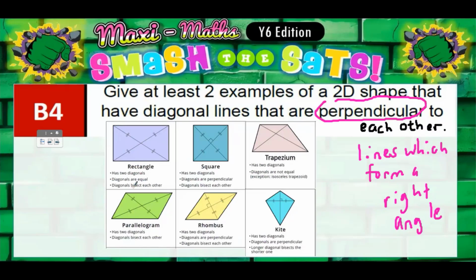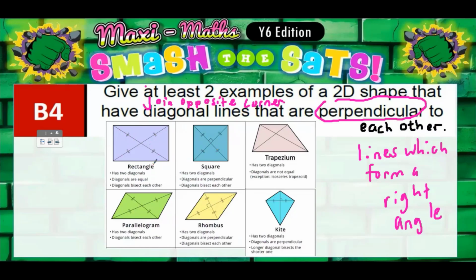So, we've got all the quadrilaterals here: rectangle, square, trapezium, parallelogram, rhombus, kite. Diagonals are lines that join opposite corners. That's what a diagonal is if you're talking about shapes. So they join opposite corners. So you can see we've got the diagonal lines, the opposite corners are joined.